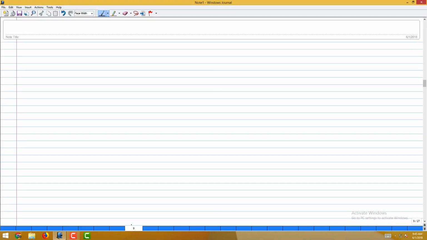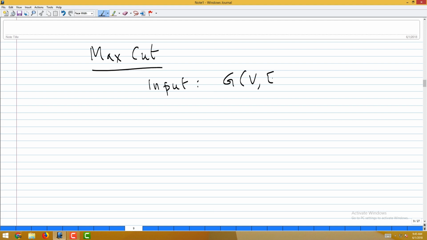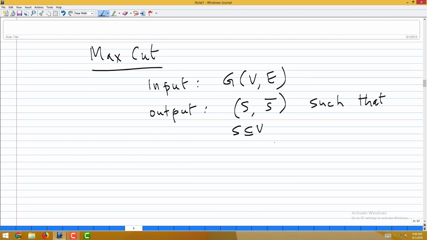Let us do another problem, max cut, which has a similar flavor. My input is a graph, an undirected graph. Output is a partition of the vertex set such that the number of edges going across is maximized.